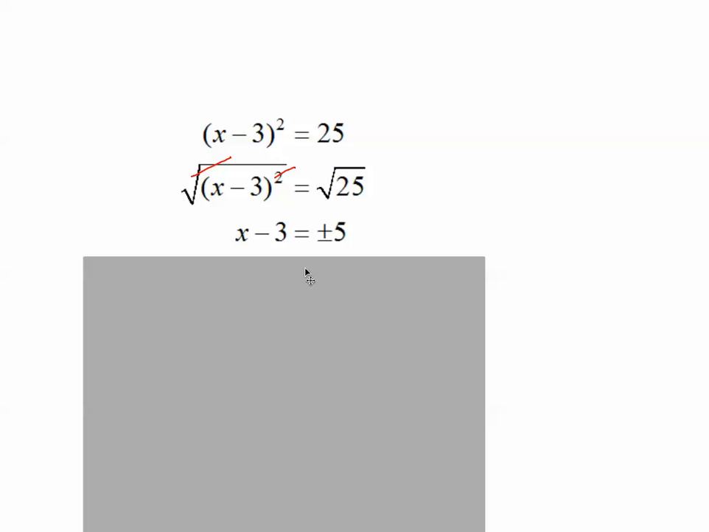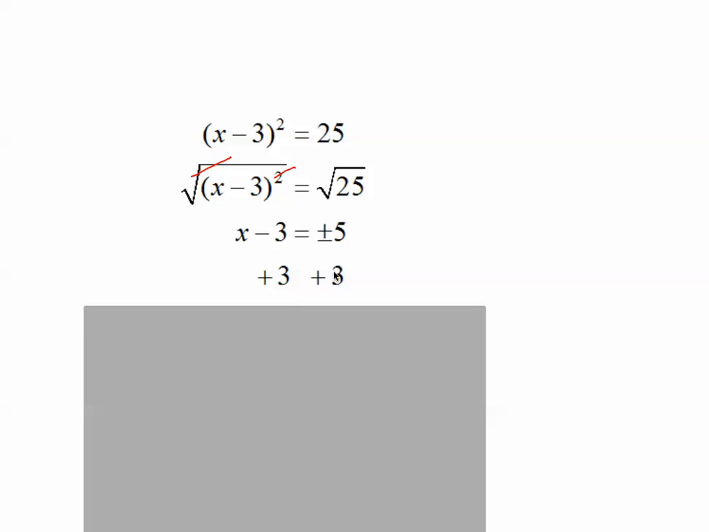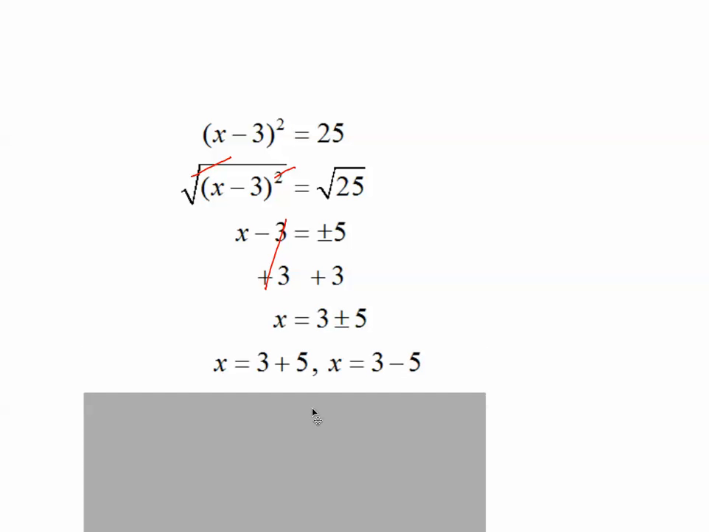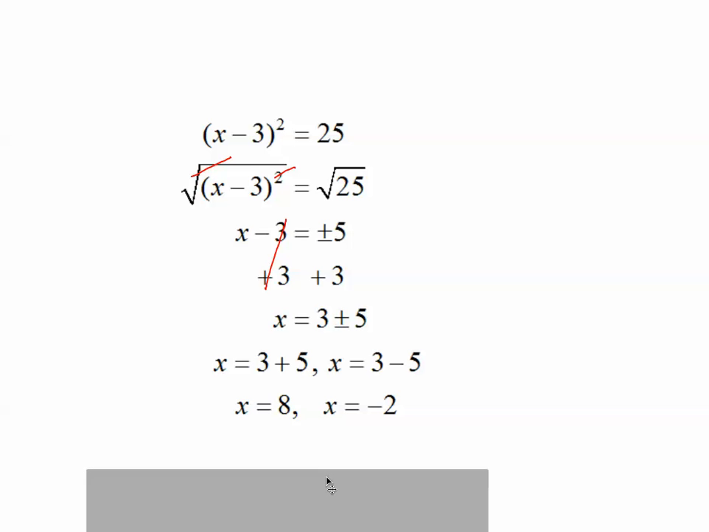this quantity could be negative 5. How do we get the x by itself next? We add the 3 to both sides of the equal sign. That gets rid of that because those are inverses. And now x equals the 3 plus or minus 5. Well, that means we're doing two separate operations for x, 3 plus 5 and 3 minus 5. So we have two solutions, x can equal 8 and x can equal negative 2.